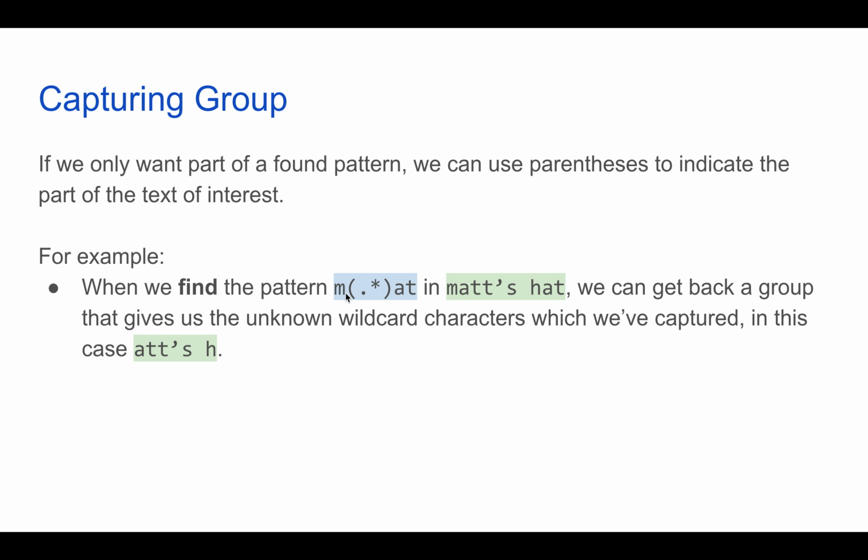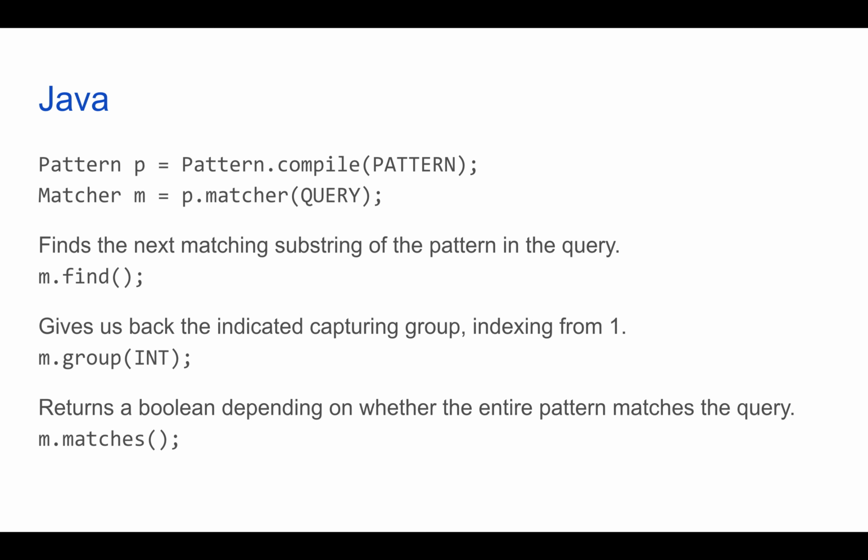And so if I do this pattern on the query Matt's hat, we can get back the group that is unknown to us that's surrounded by these parentheses, so we capture those letters, and so we return back ATT apostrophe S space H because that was the stuff that was inside the parentheses. Okay? We'll see a demo of this all in a bit. I know it's a lot of rules, but hang in there. This is the last slide.